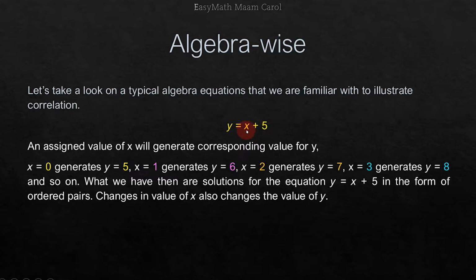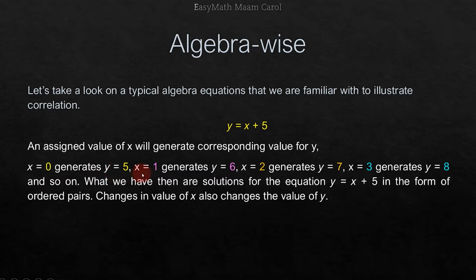Analyzing this, yung x natin, ito yung tinatawag natin na independent variable. X can take any value that we can assign to it. And ang mangyayari, anytime na magkaroon tayo ng changes dun sa x, magkakaroon din ng changes sa y. So, yun yung example ng correlations. So, it says here that an assigned value of x will generate corresponding value for y. Like, x equals 0 generates y equals 5. So, magka-partner sila. If x is 0, then y equals 5.